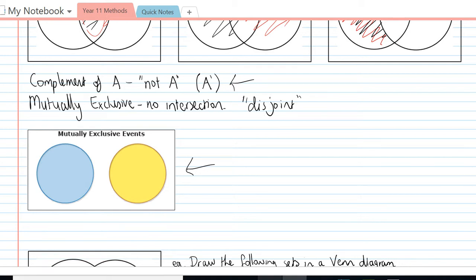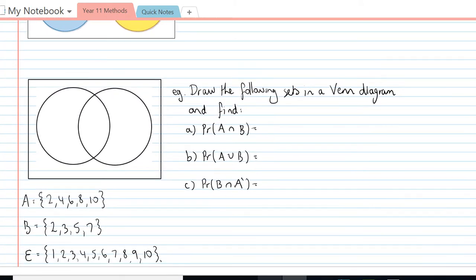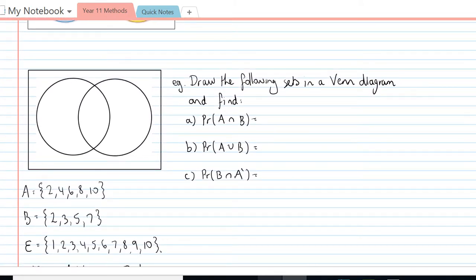So yeah, that's just something to be aware of. Sometimes we can draw Venn diagrams that way. Let's have a look at a quick example of the type of problem that we might encounter. Draw the following sets in a Venn diagram and find the probability of A intersection B, A union B, or B intersection A dash.